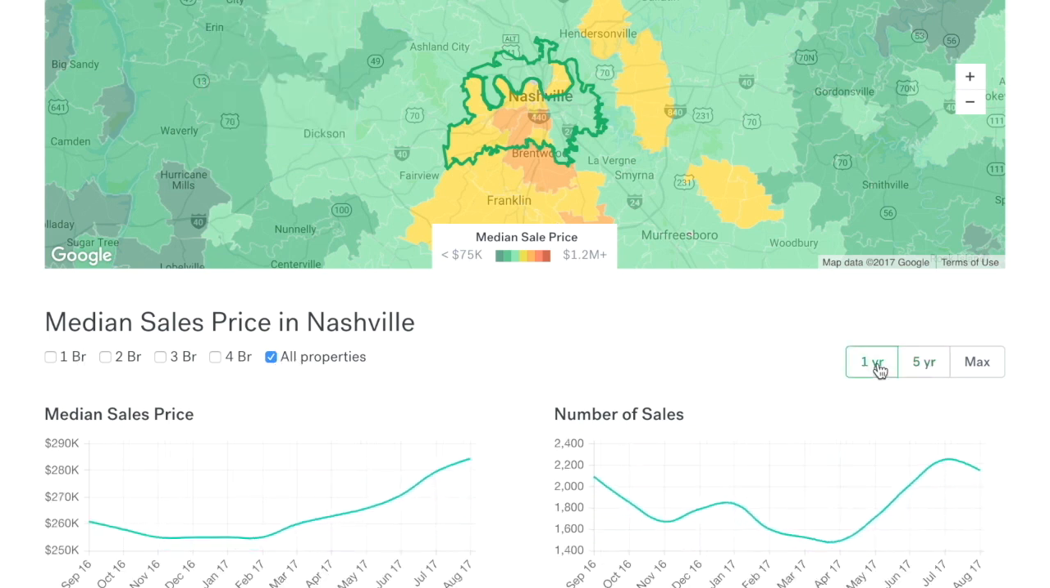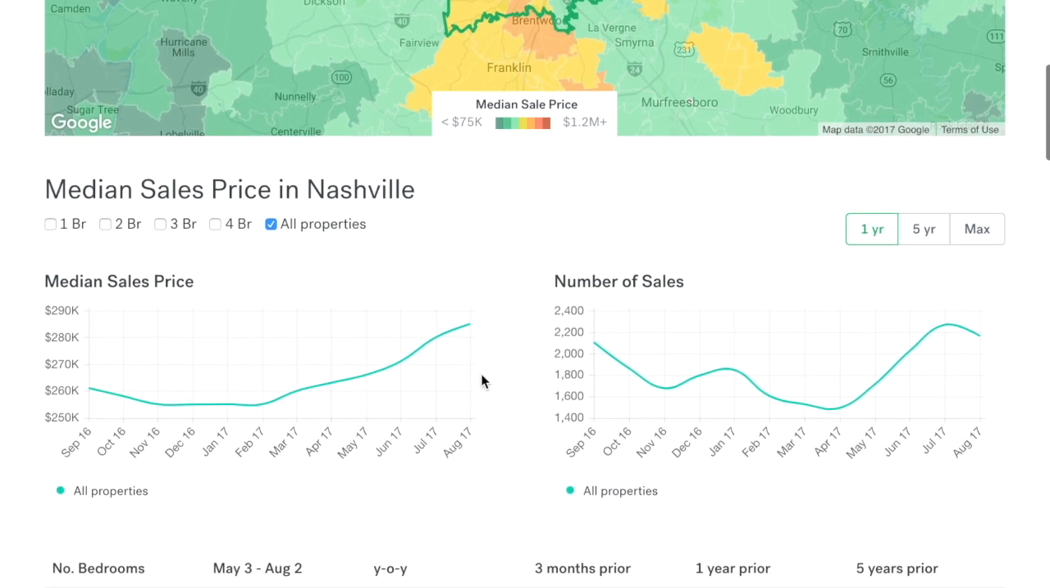Let's change this to 1 year because we don't want to look at 5 years. That's too big of a trend. You could look at 5 years, but let's look at 1 year to see what's going on. And just like we noticed here, it went from 260 up to 285, like that was what we just looked at there. But we're looking at a 1 year trend here. Number of sales went from 2105 to 2163.